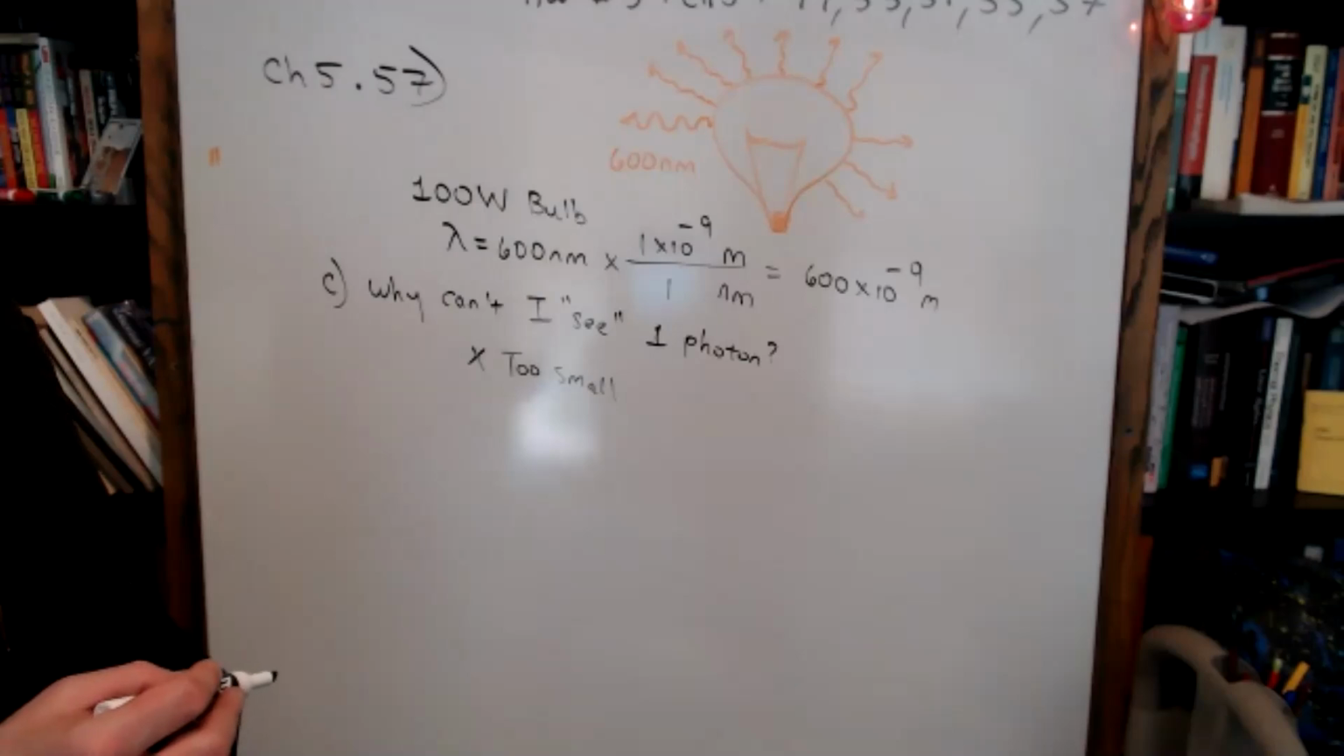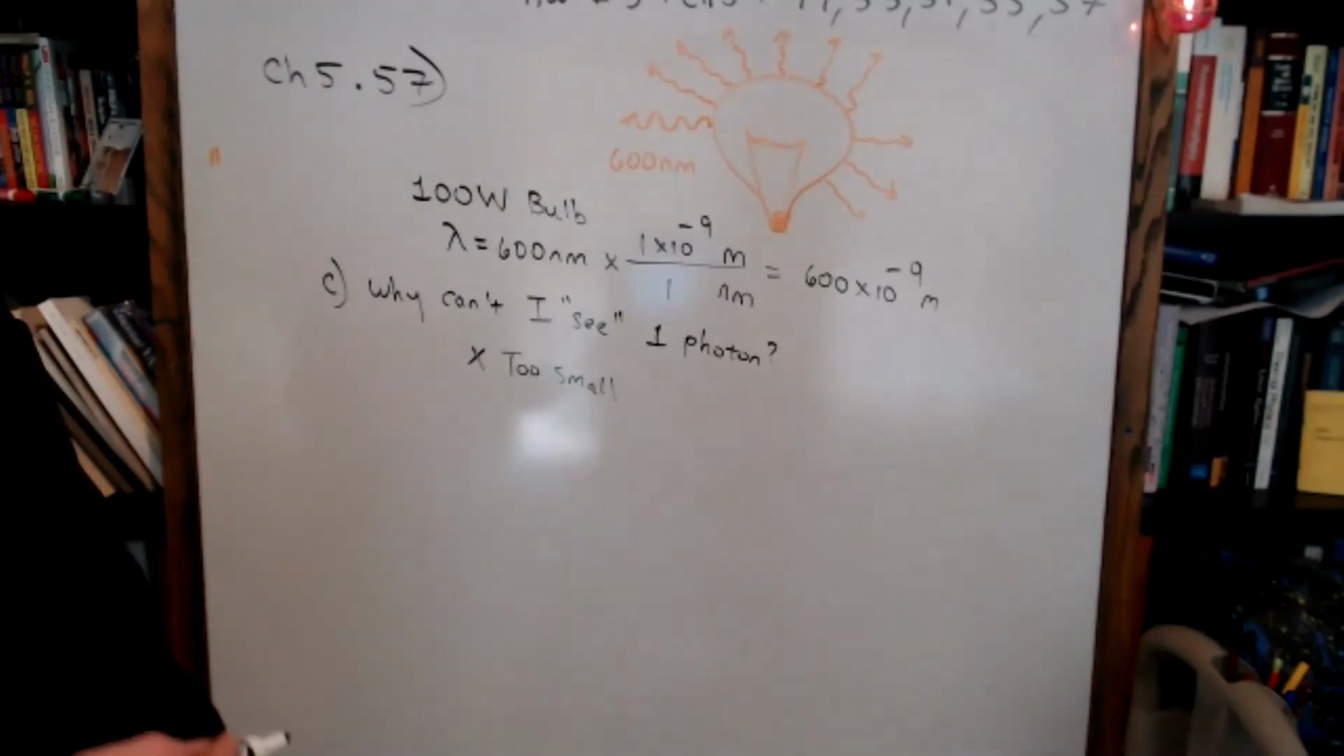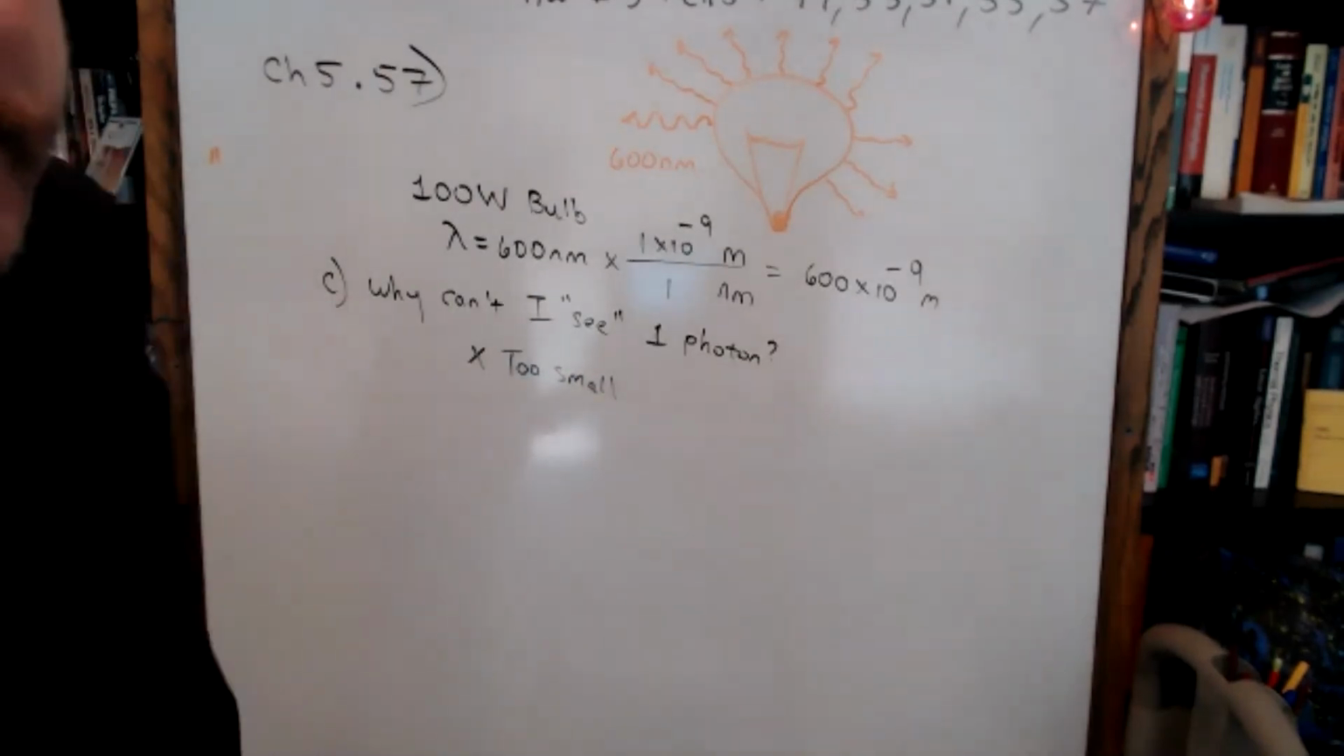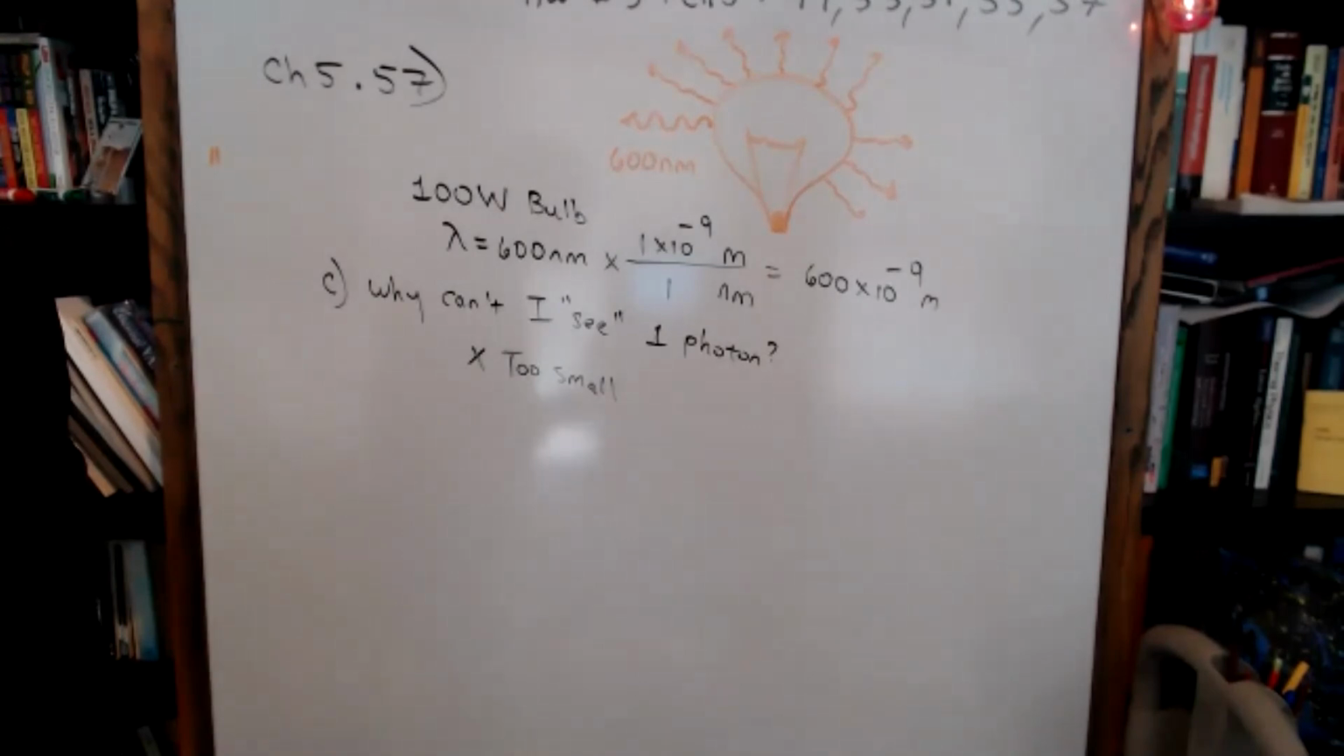Why can't I see a single photon? I guess you guys don't really know what a photon is, so it's not fair to ask you this question, but who cares? Take a guess.